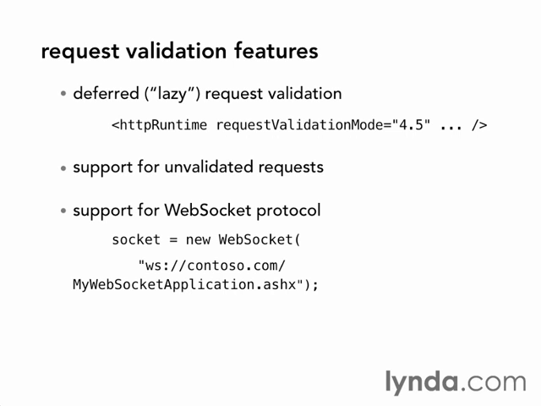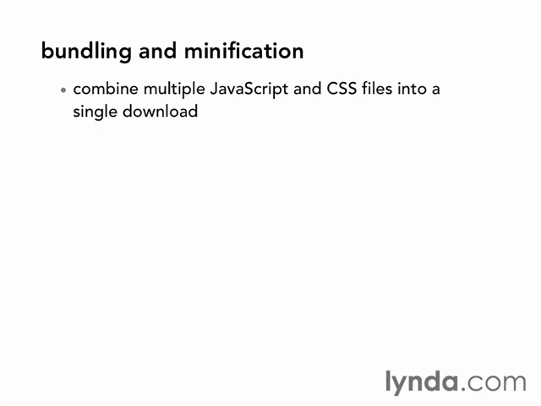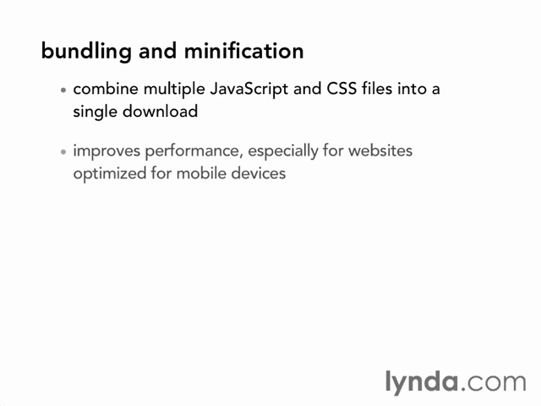There are also features that are targeted at the mobile world, including a new bundling and minification tool. These tools can be used to combine multiple JavaScript and CSS files into a single compressed download. This is particularly useful when you're building a website that's optimized for a mobile device, where the size of the files you're downloading can significantly affect performance. The smaller the download, the faster the perceived response on the mobile device.